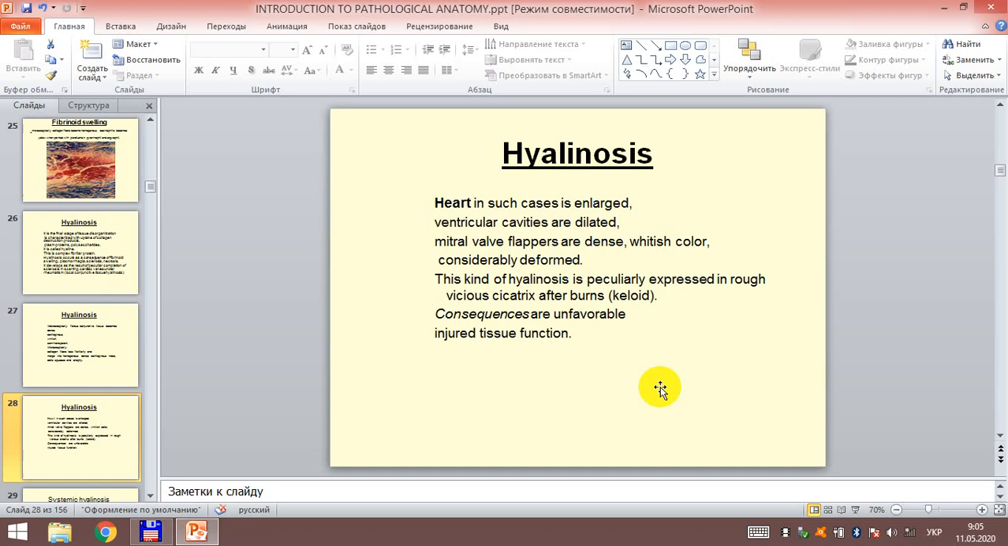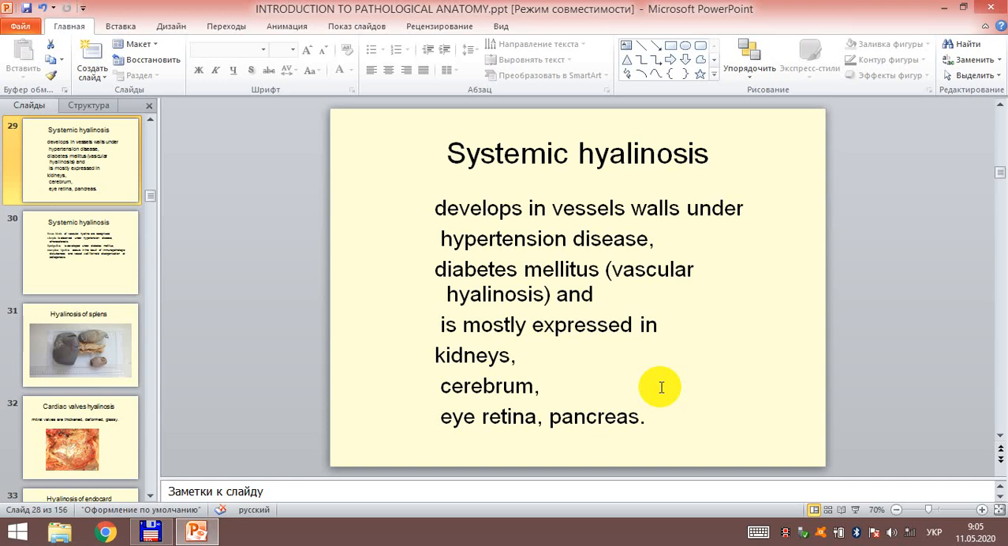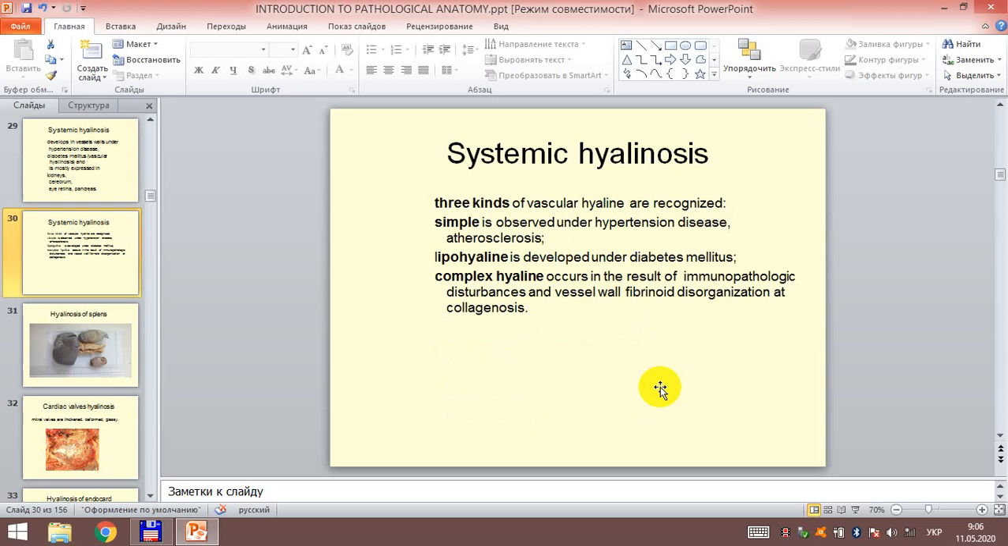This kind of hyalinosis is especially expressed in keloid formation. The consequences are unfavorable for tissue function. Systemic hyalinosis occurs in vessel walls under hypertension and diabetes mellitus. Vascular hyalinosis is mostly expressed in kidneys, cerebrum, eye, retina, and pancreas.